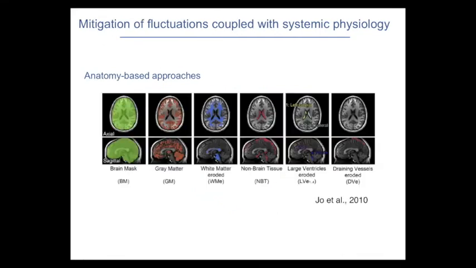Another type is anatomy-based approaches. They're assuming most neuronal signal is in gray matter, and white matter is dominated by physiology and other non-neural sources. So they create masks from those non-gray matter regions and then extract signals from them.